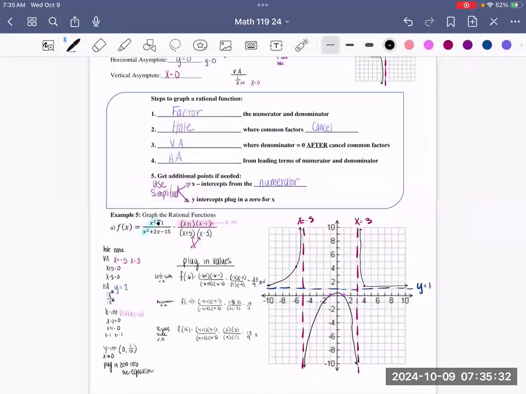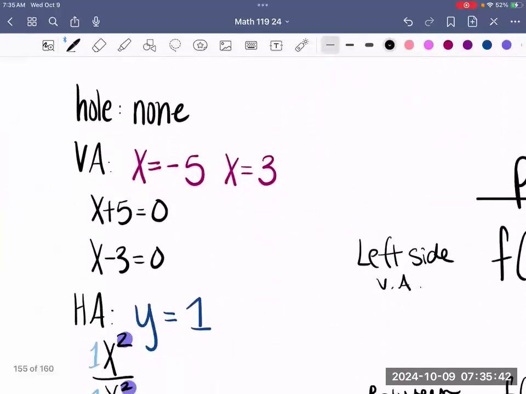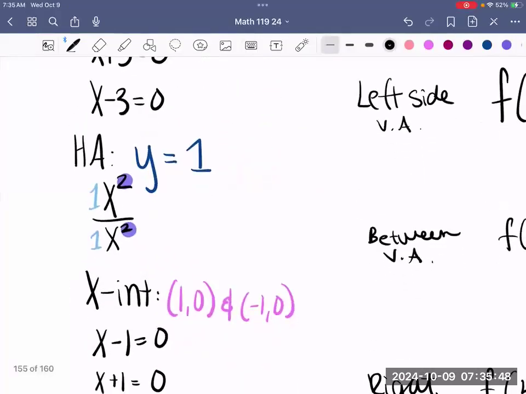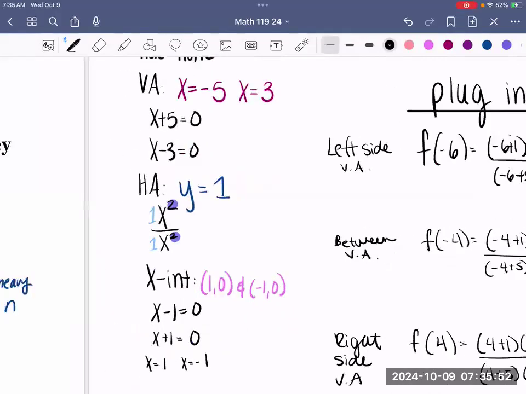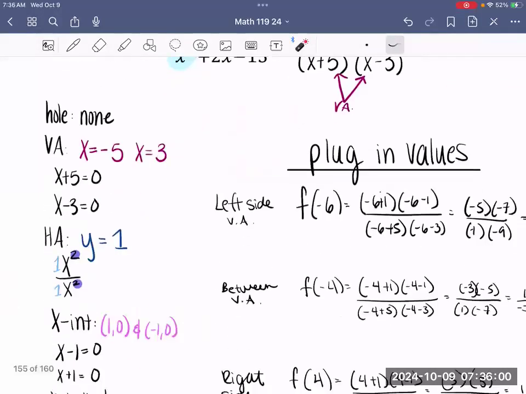And that is graphing a rational function. Again, see you in your next video for some more practice on these. Again, a hole is anything that canceled. A vertical asymptote is anything that's left over in your denominator. A horizontal asymptote is anything that is present in your leading terms. We look at your degree, if it's top heavy, bottom heavy, or the same.